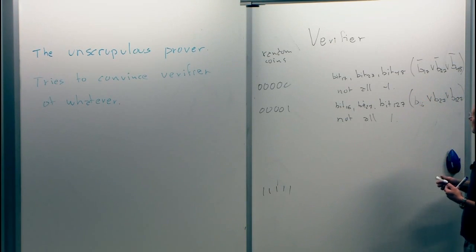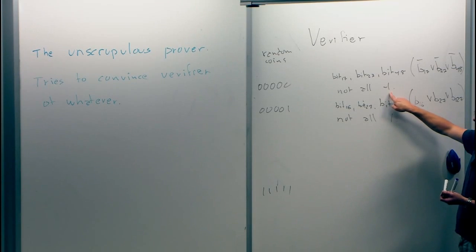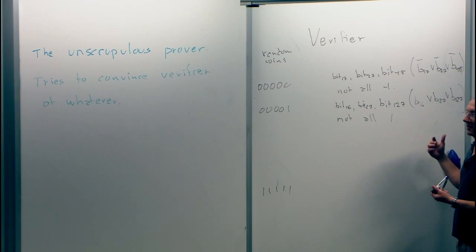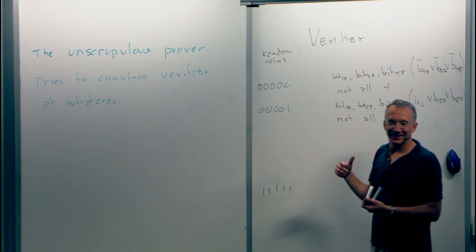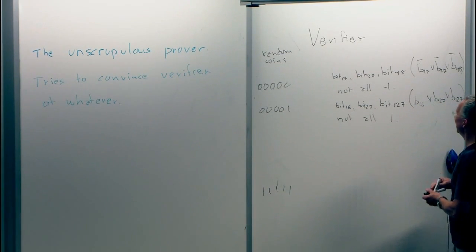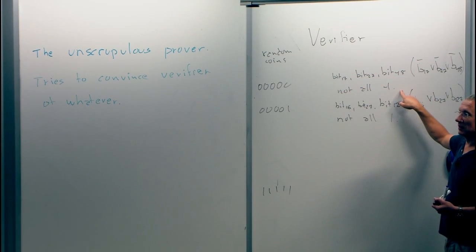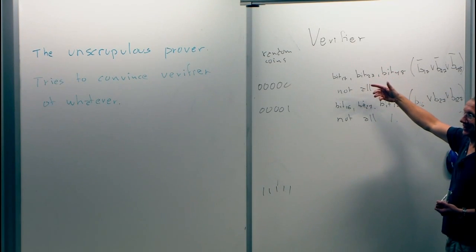Is it the other way around? Not all -1 means that they shouldn't all be true, which means at least one of them should be false. I think I got it right. But it's the principle that matters anyhow, up to a sign.